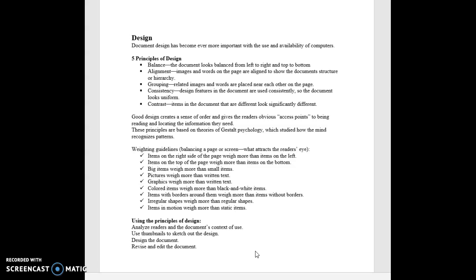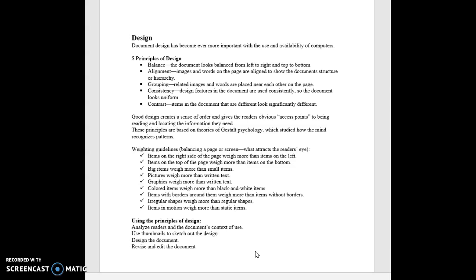And you really have to step back and take a look at it. Grouping. Related images and words need to be near each other. Also, rule of thumb is odd numbers of pictures, and they can lay up one on top of the other, so you have to remember that. But usually, everybody likes to look at groups of 3. So keep that in mind.